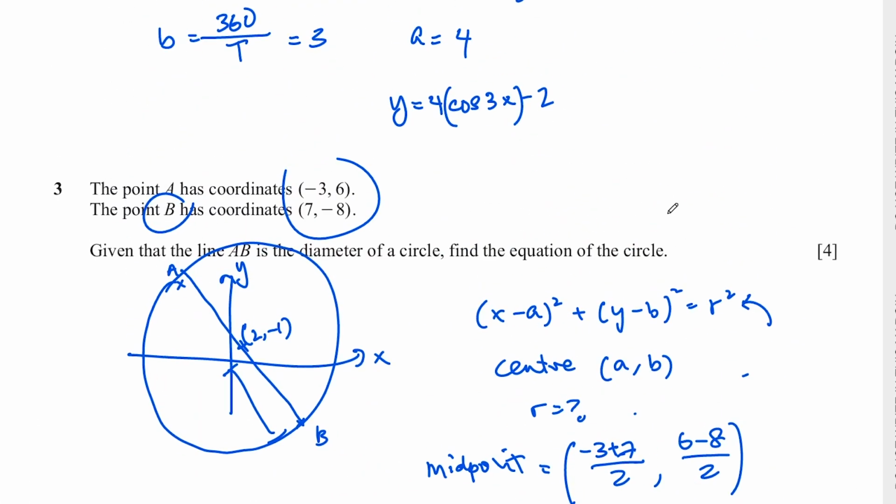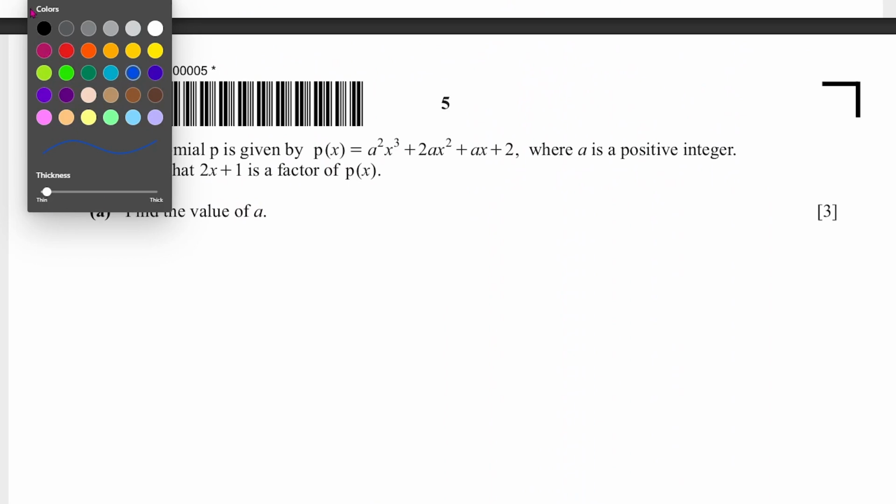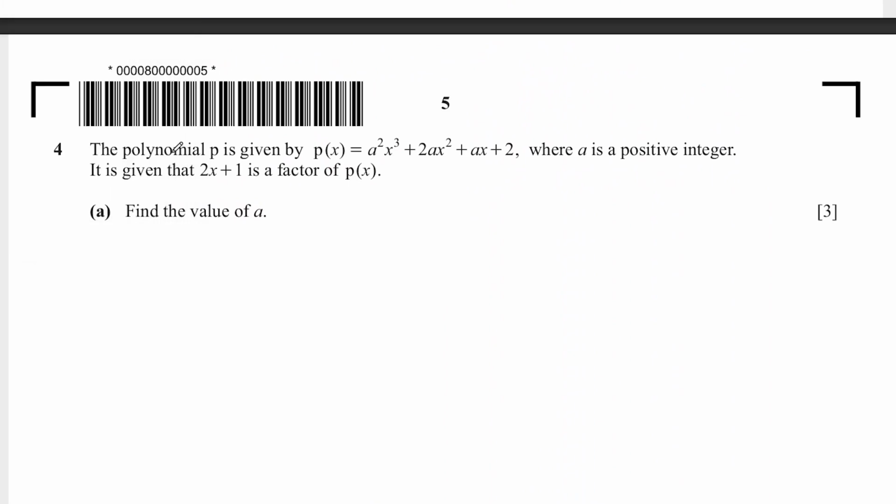Find the equation of the circle. Okay, question 4. Given the polynomial p given by this expression, and a is a positive integer. So a is a positive integer, we must try and write this down first. A is greater than 0, and it's given that this is a factor of p(x). So this is a factor of p(x) means p(1/2) will be equal to 0 according to the factor theorem.